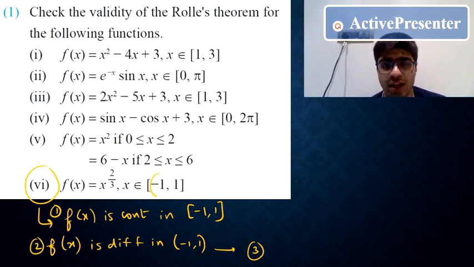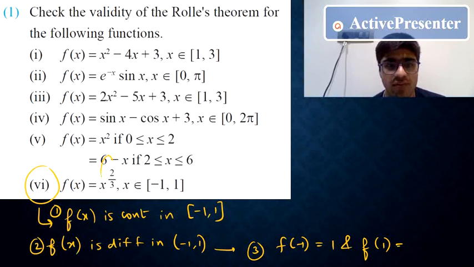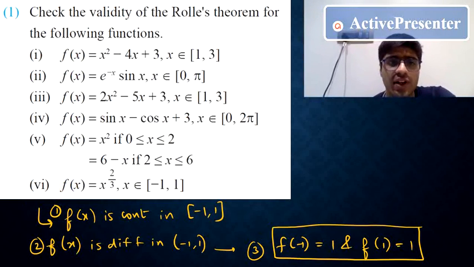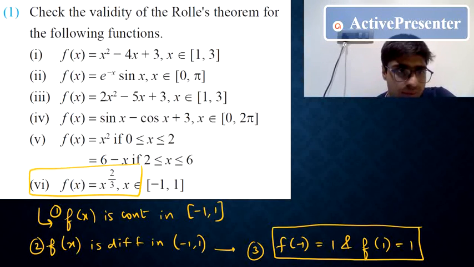Try finding f of minus 1. F of minus 1, that's going to be equal to minus 1 square, which is 1, and cube root of it, which is 1 only. And f of 1, that will be square of 1, which is 1, and cube root of 1, which is equal to 1 only. So f of minus 1 and f of 1, both of them are equal to each other, which is why the third condition of Rolle's theorem is also satisfied, and we can finally conclude that Rolle's theorem is applicable for the sixth function given to us.